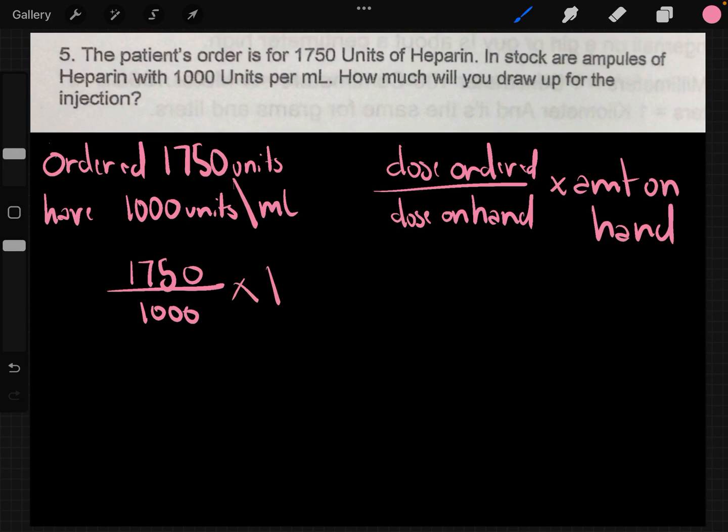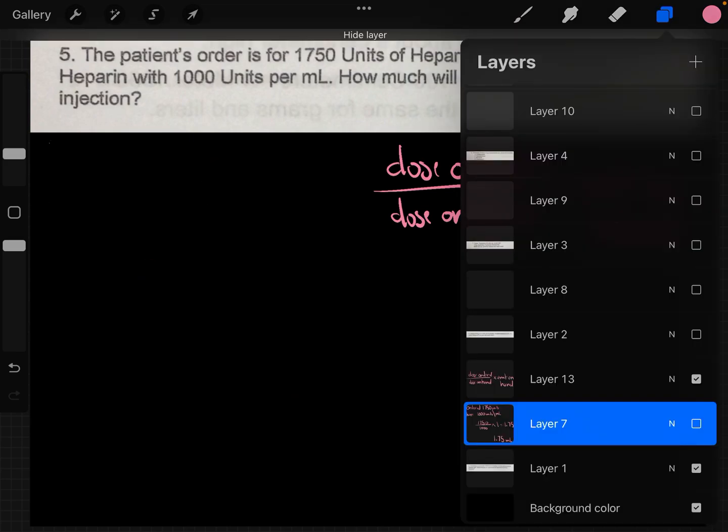So I'm going to come off to the side and do the math really quickly. So 1,750 divided by 1,000 times 1 is equal to 1.75. So in one dose, you will get 1.75 milliliters. Okay? Moving on to the next one.